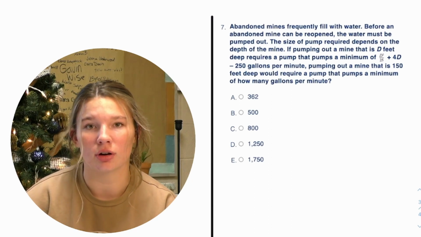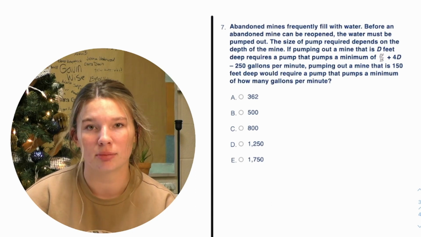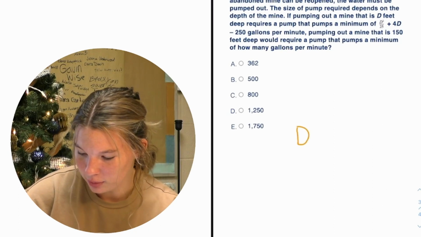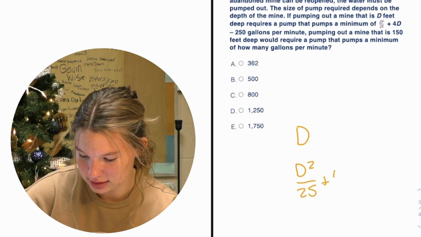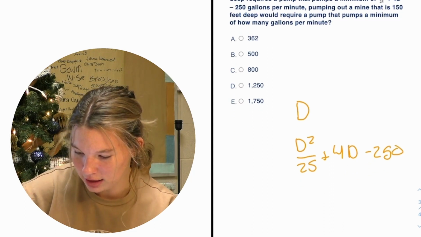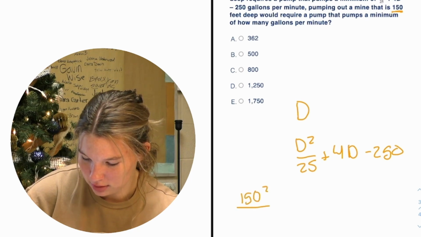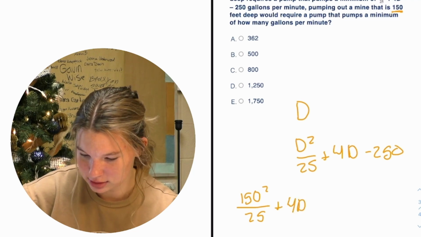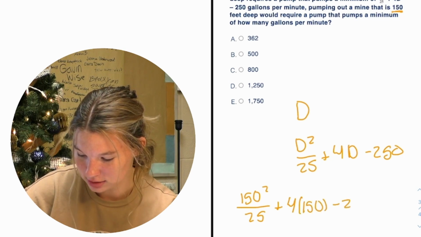Now these word problems are a lot to look at at once, especially when you're in a hurry trying to finish these questions. So the goal is to really break down the content that's in here. So what is our variable? Our variable is D. And then our equation for that would be D squared over 25 plus 4D minus 250. And then we're going to plug in this 150, which will be 150 squared over 25 plus 4 times 150 minus 250.